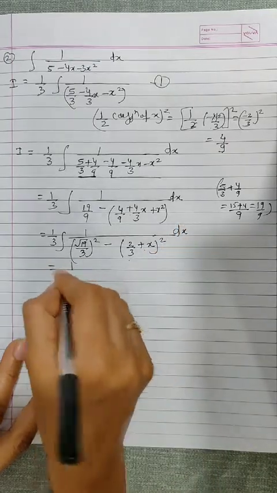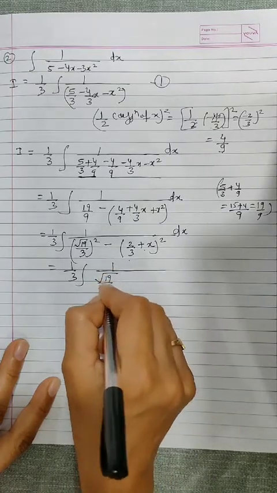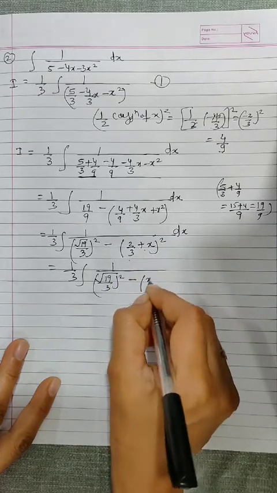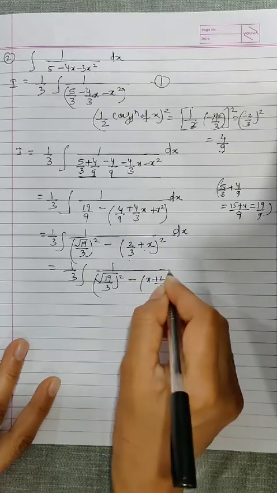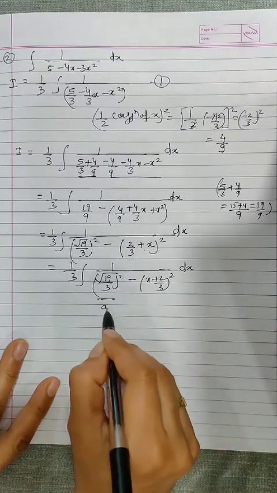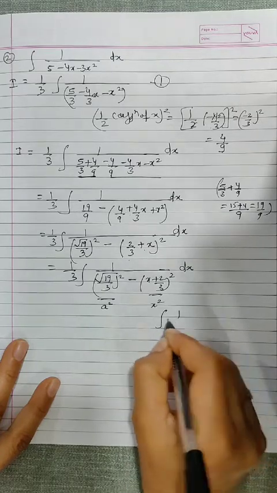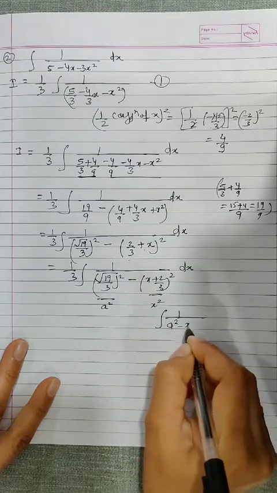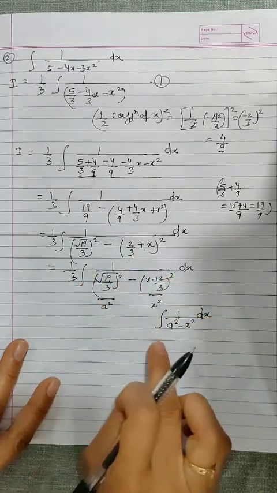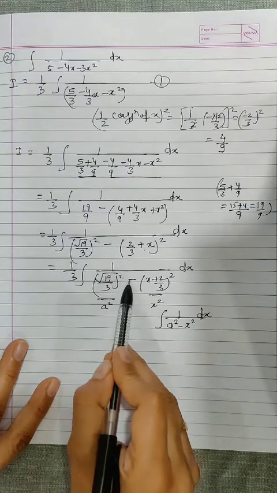So in proper form, our integral is like this. Under root 19 by 3 whole square. Now we will write 2 by 3 plus x as x plus 2 by 3 square and dx. Now students, this is your a square and this is your x square. So we have to apply which formula? Integration 1 upon a square minus x square. So we have to decide in this step which integral we have to apply. Our term is of the type a square minus x square.